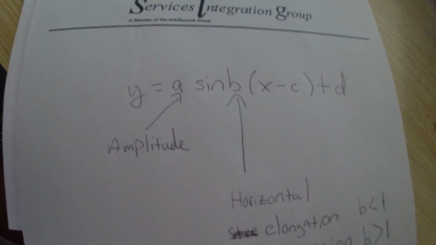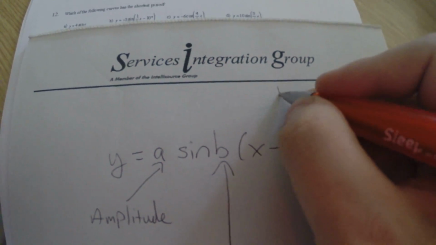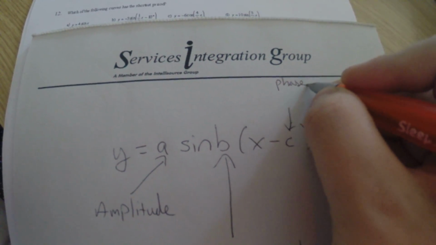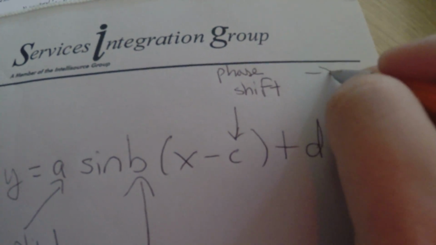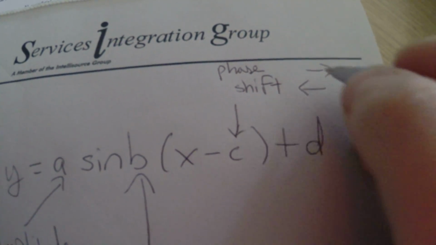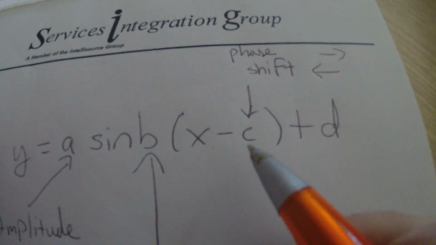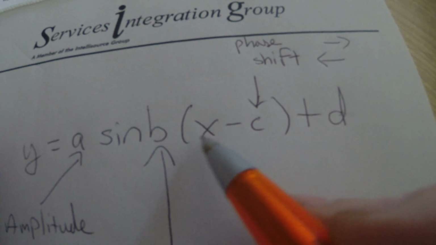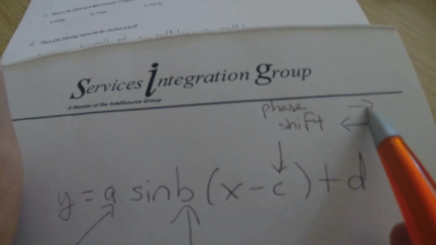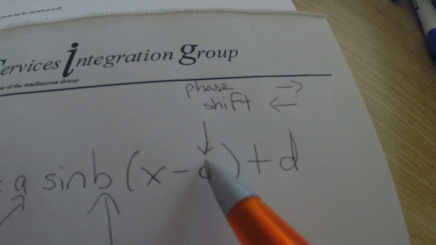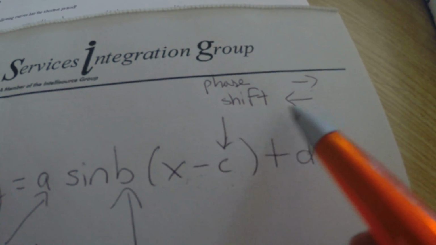All right. C is a phase shift. And this is going left and right, or rather right and left. Remember, it's the opposite as well, so if C is negative, and this is kind of confusing, but if this says x minus C, then we're going to the right. And if it says x plus C, you're going to the left.